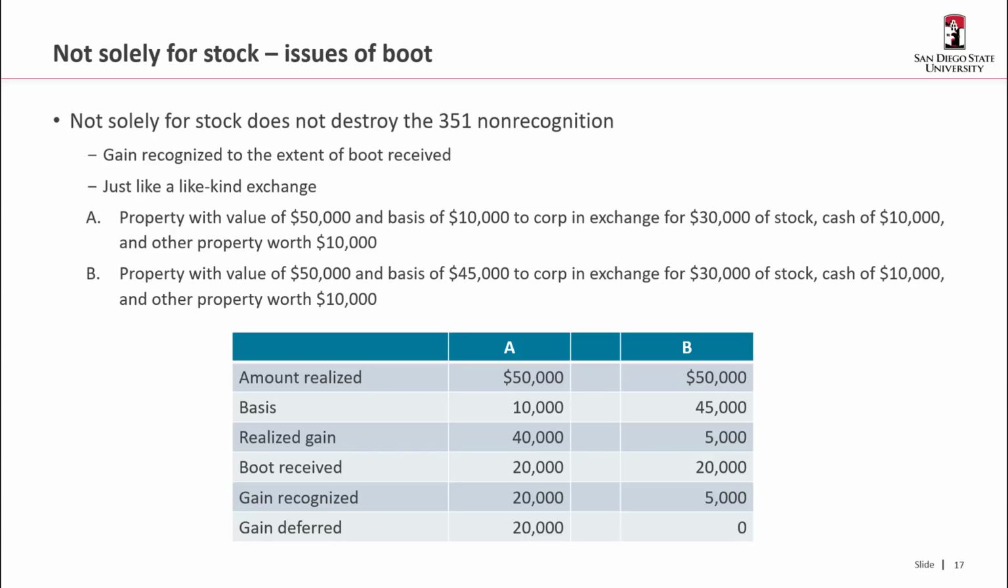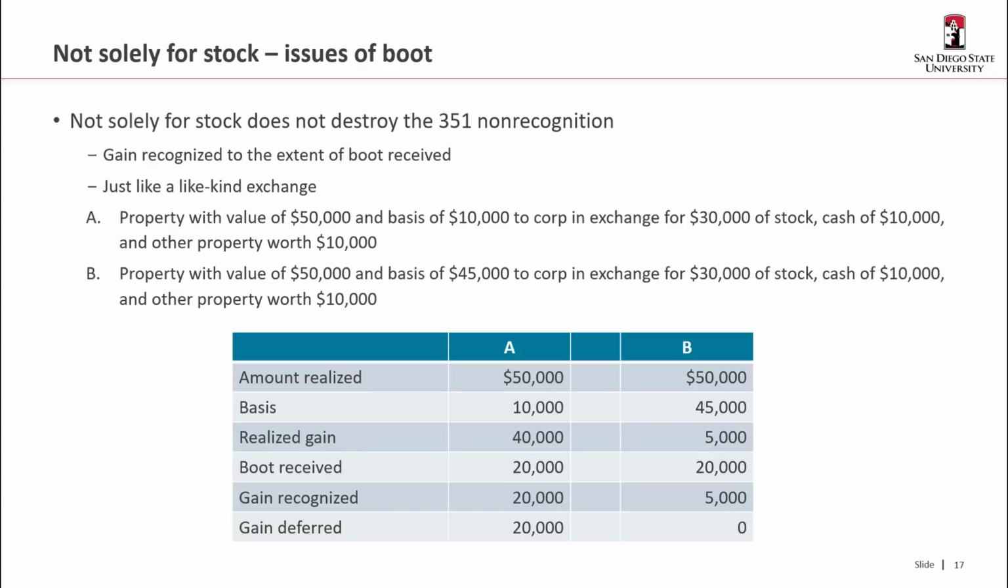So if we look at column A, we have the amount realized, $50,000. That's what they get. Their basis in the property was 10. The realized gain is 40. The boot they received is the cash and the other property. That's worth 20. So they're going to recognize 20 of that gain and only be able to defer 20 of that gain.